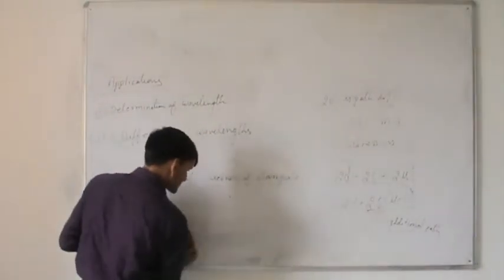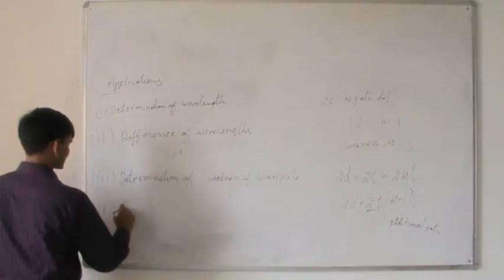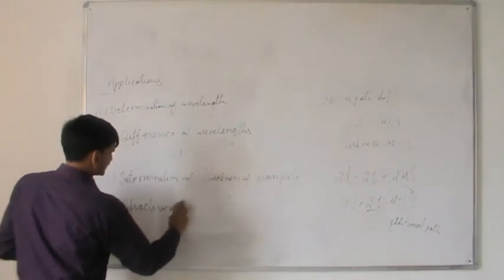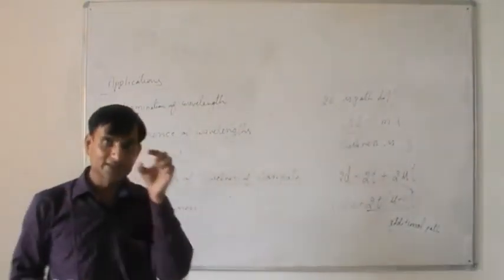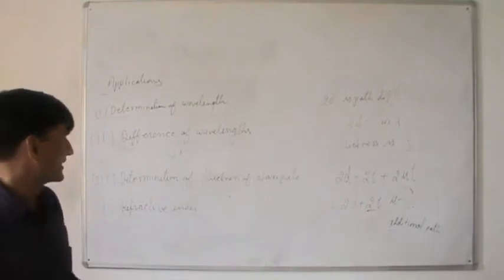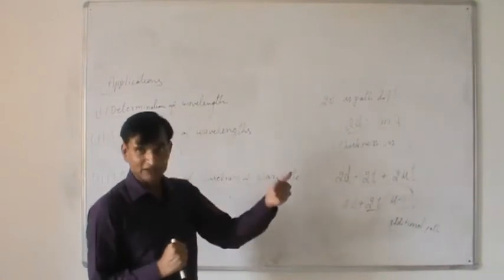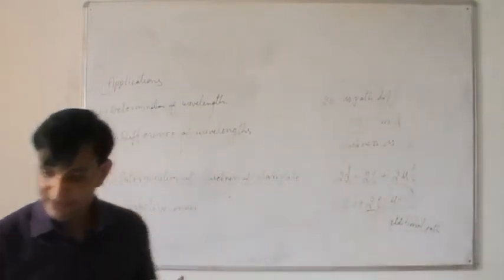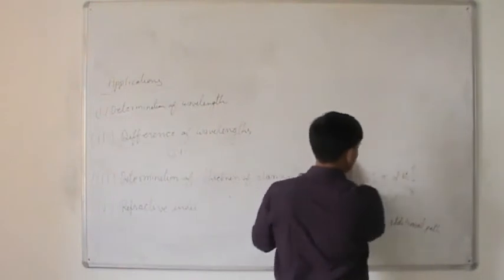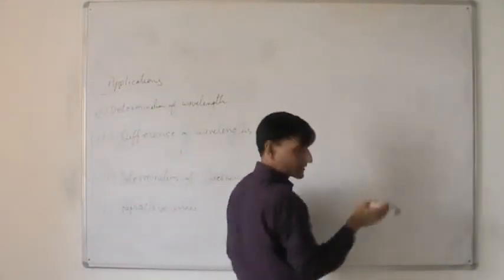Then the fourth one, which is the last one anyway, is finding the refractive index. In this case we use a thin glass tube, and we fill that glass tube with either a gaseous medium or a liquid medium. The same formula is applicable because we are inserting a medium in the path, and as a result you have an additional path difference produced. Of course, you have to neglect the thickness of your tube material.